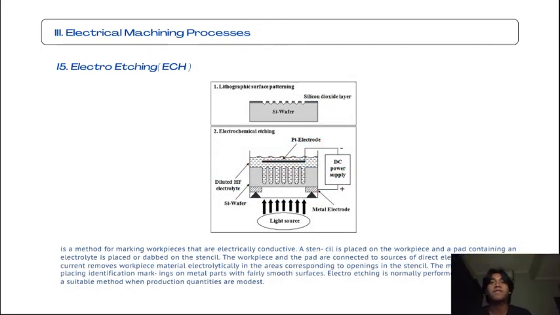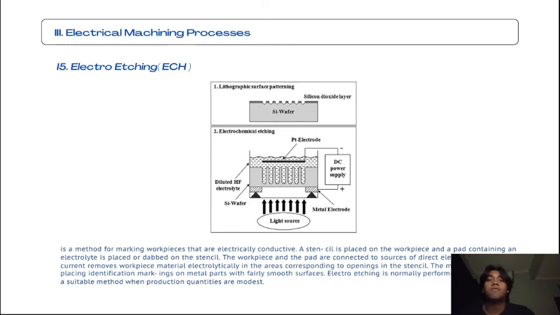Now we're going to the fifth subtopic from electrical machining processes. It's electro-etching, or ECH. So it's a method for marking workpieces that are electrically conductive. A stencil is placed on the workpiece and a pad containing an electrolyte is dabbed on the stencil. The workpiece and the pad are connected to a source of direct electrical current.